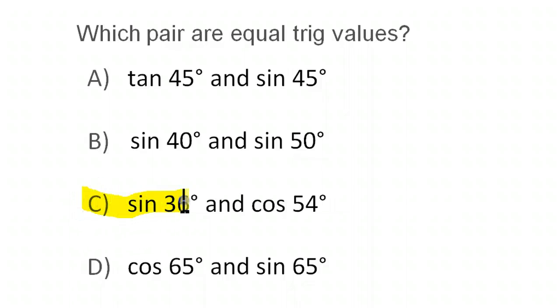Okay, so this is the answer because these are complementary. Sine of one angle will equal the cosine of the complementary angle. That's what we've been learning all lesson long.